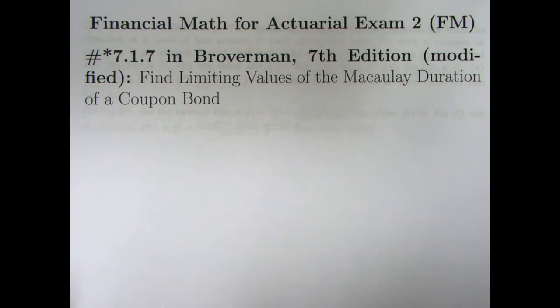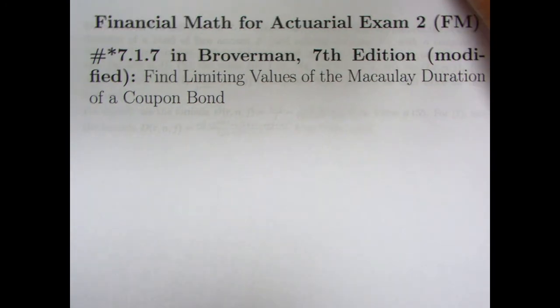We're doing a star problem from Broverman, 7.1.7. It's a little extra challenging. Theoretical, it's going to be a long video here. We're going to be finding limiting values of the Macaulay duration of a coupon bond using the formulas we've developed in the last couple of videos. And I do want to think about the financial meaning of these formulas and the limiting values. So that's something extra you're going to get in this as well.